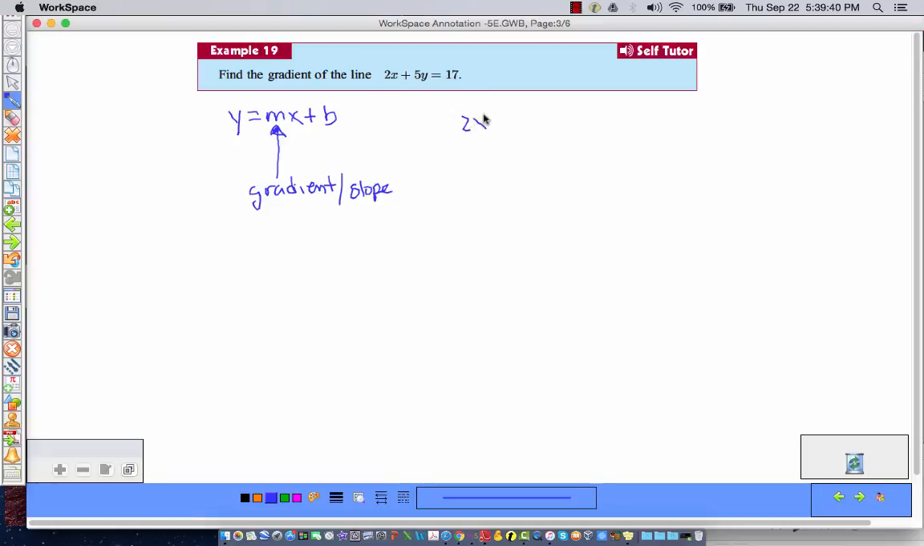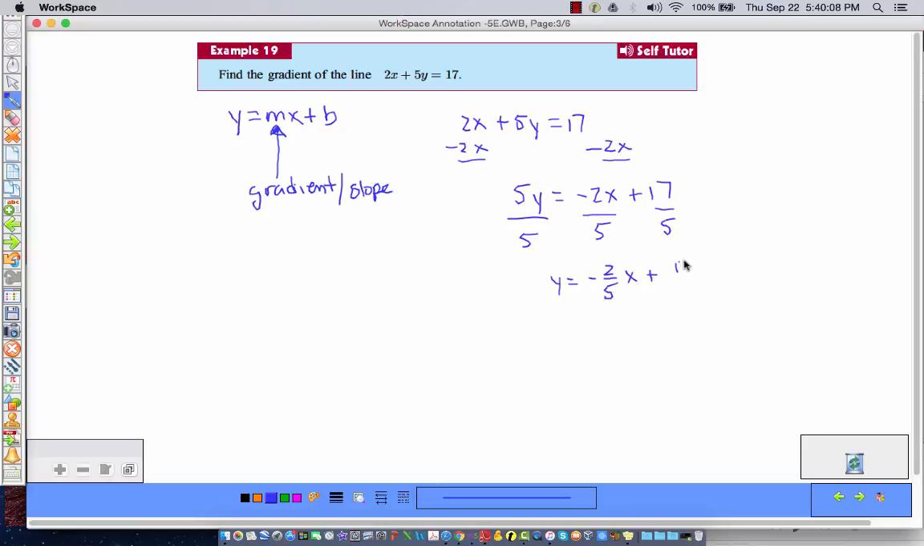So I'm going to say, all right, 2x plus 5y equals 17. I'll subtract 2x from both sides. So I get 5y is equal to, can't combine these, so this just becomes negative 2x plus 17. And so divide everything by 5. And I get y equals negative 2/5 x plus 17/5. Okay, and so we say our slope then is negative 2/5 because it is the coefficient of the x term as we have in our standard form.